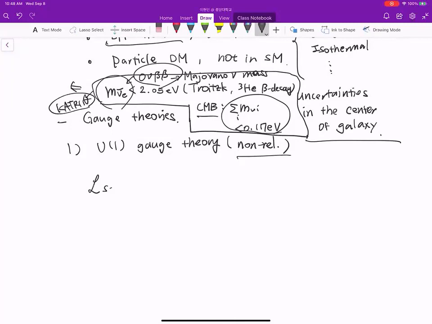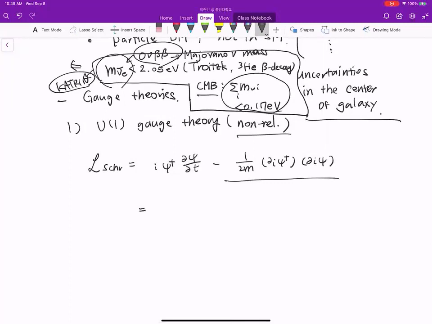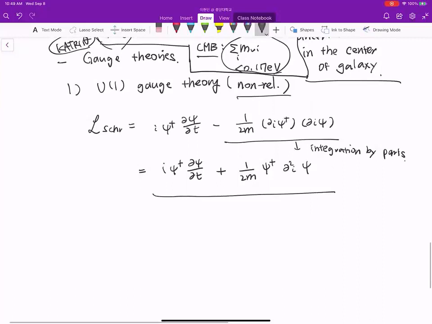So let me start from the Schrödinger equation. I don't know if you have thought about the Schrödinger equation at the level of a Lagrangian. You can write down the Lagrangian for the Schrödinger equation in this way. The second term can be rewritten in a different form after integration by parts, and this is equivalent up to total derivatives.